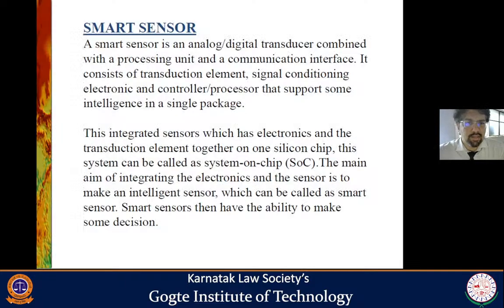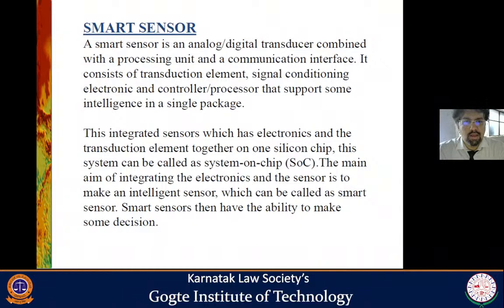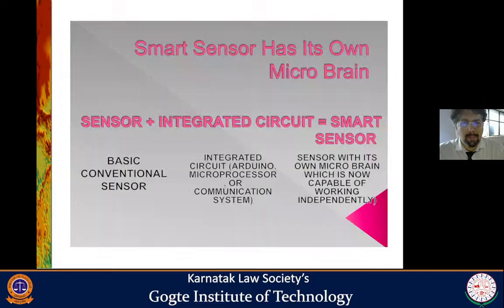So coming to smart sensor. A smart sensor is a sensor which is being used nowadays. It's an analog or digital transducer combined with the processing unit and computer interface. It consists of a transduction element, signal conditioning element, and this supports intelligence in a single package. So this all comes on a single chip, which is called an SoC or system on chip. Whenever you add intelligence to electronics, what you get is a smart sensor. That is, these sensors have some ability to make some decisions. So you can say a smart sensor is said to have its own brain.